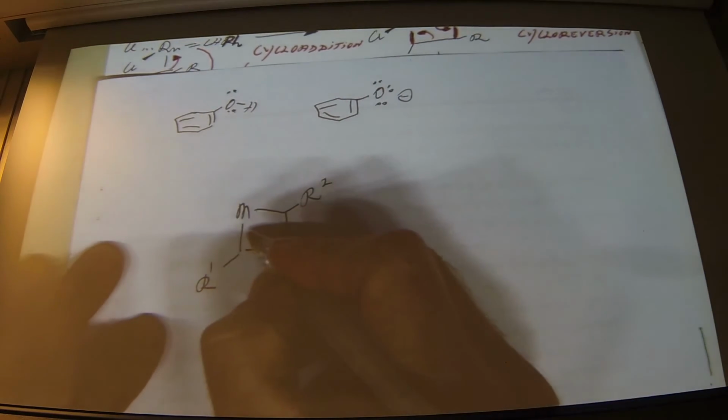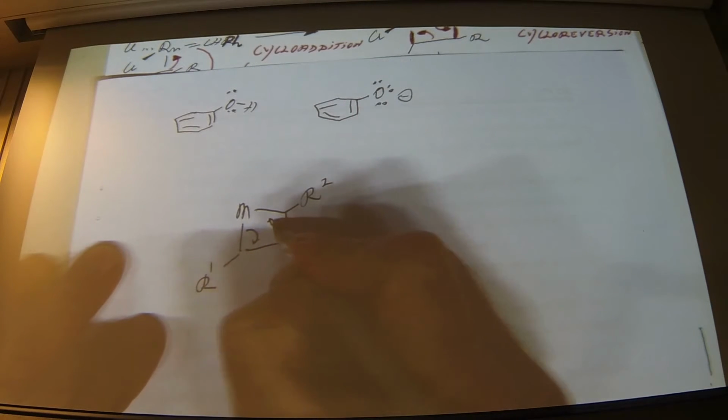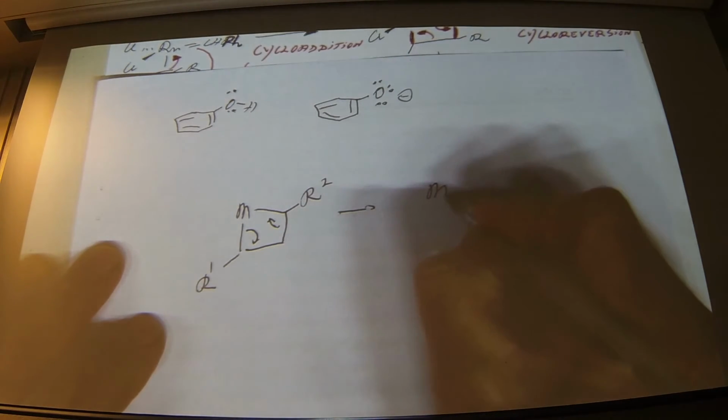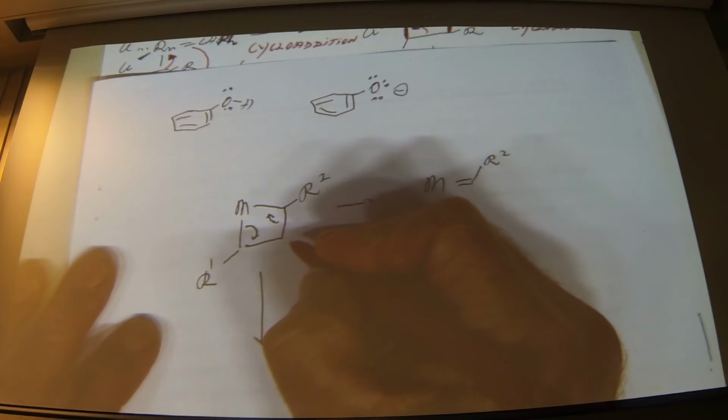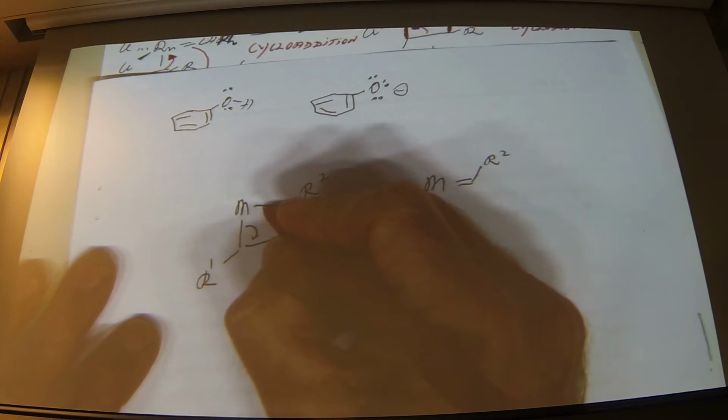Now, this ring can fall apart in 2 ways. It can fall apart this way, right? And if it falls apart this way, then I have the metal, and I have this carbene, and I have this alkene. Or it could have fallen apart in a different way. It could have fallen apart in this way.